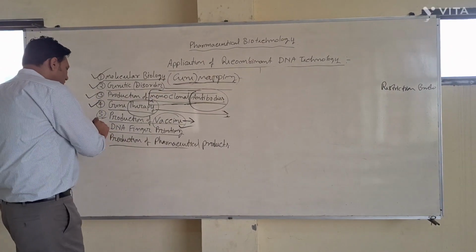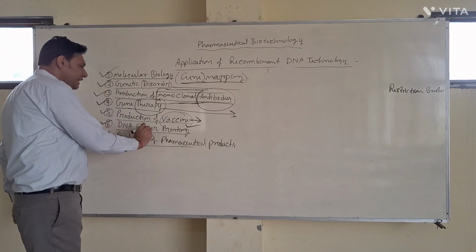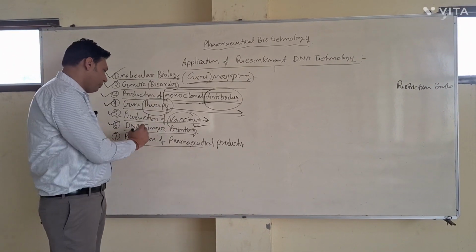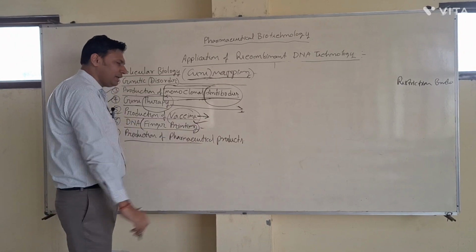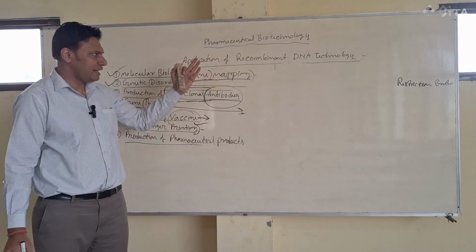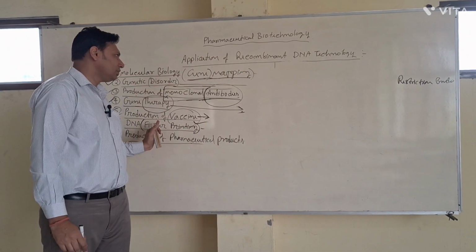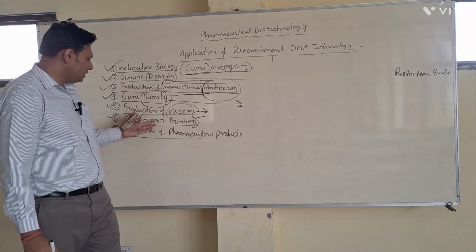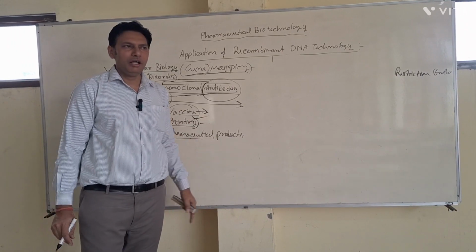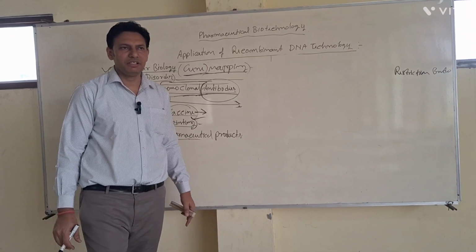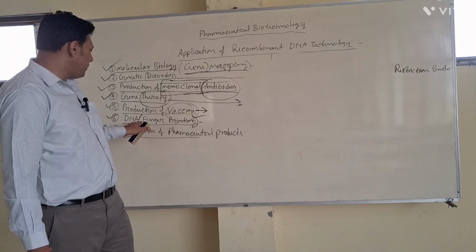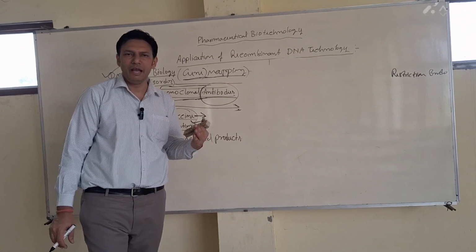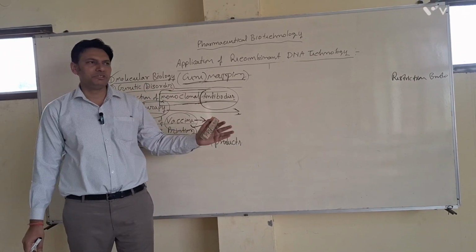The next application is DNA fingerprinting. So what is DNA fingerprinting? From the name fingerprinting, you can understand it is a study which we can use for recognition and identification. With the help of DNA fingerprinting, we can find out the DNA of any criminal or any crime scene.